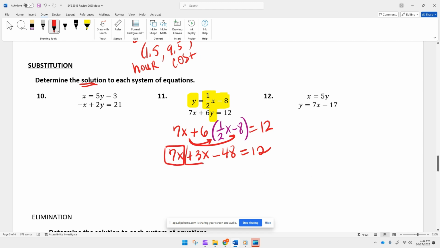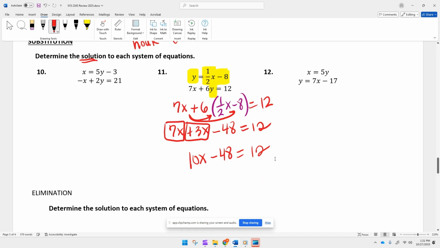I have two like terms on the same side. They're both positive. That means they're all good guys. So I'm just going to combine them. 10x minus 48 equals 12. In order to move this 48 with the 12, they're bad guys. I need to add. I need to turn them into good guys. So 10x is equal to 60. Divide by 10. That gives me x is equal to 6.